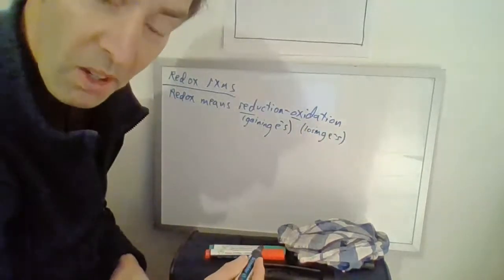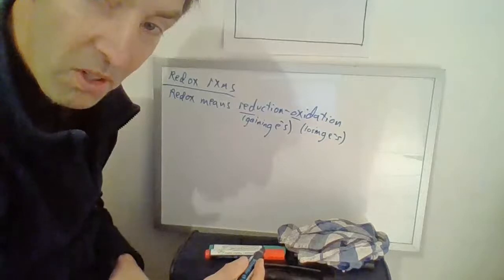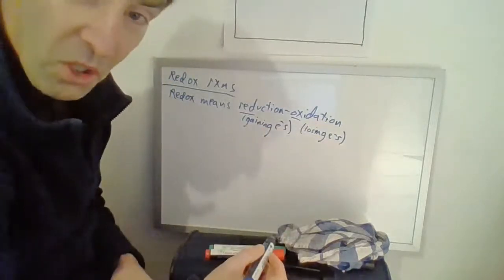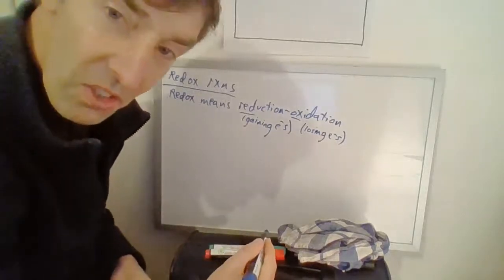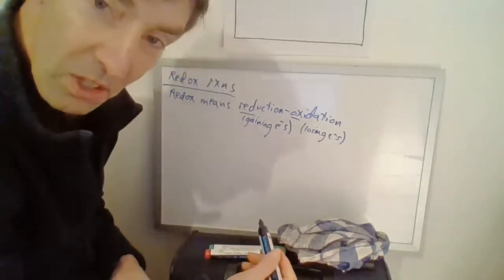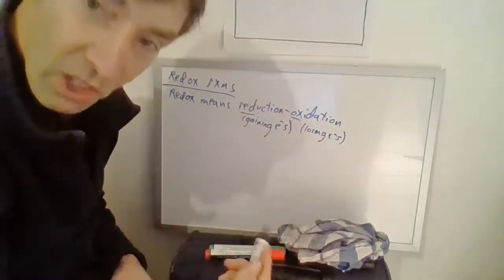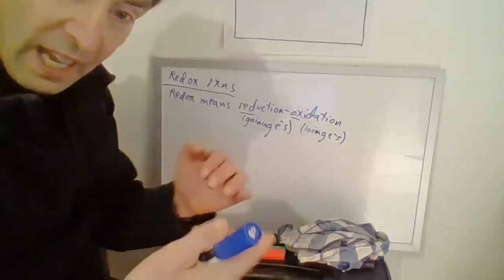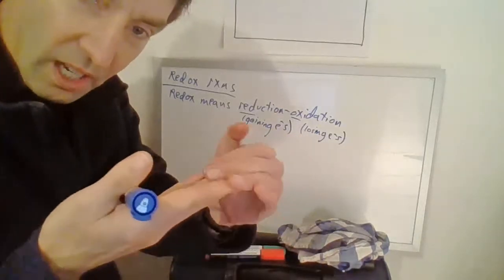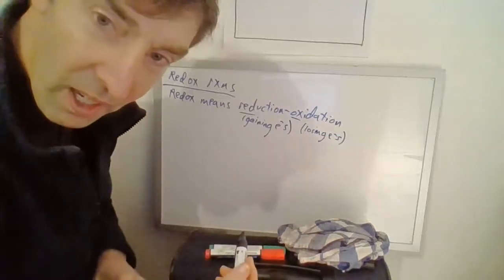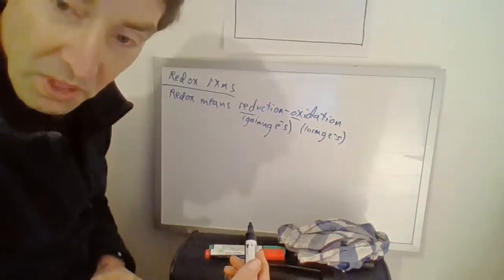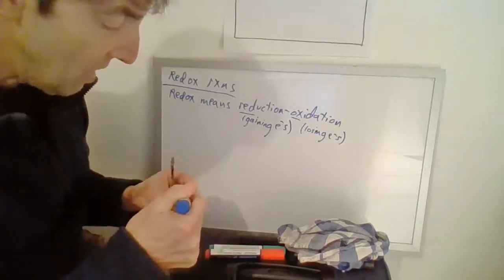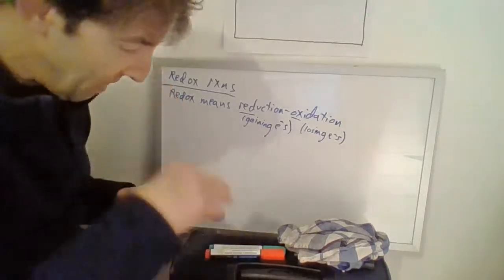Now, doesn't that sound like a smart deal? One is gaining, the other's losing. Now you know why we call it redox. Because if I have one gaining, probably somebody else is losing, right? So the two go hand in hand. If I got reduction, I also got oxidation happening always. One doesn't really happen without the other. Okay, let's take an example.